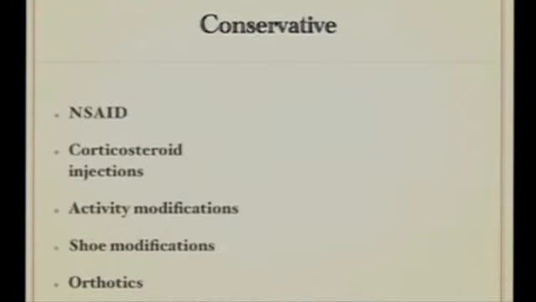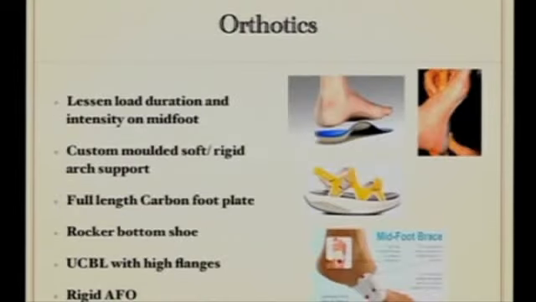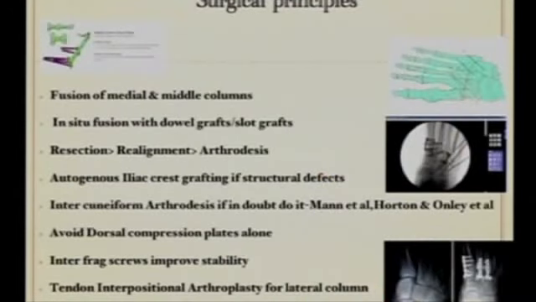In the conservative treatment, you could use NSAIDs, local corticosteroid injections, modify their activities, and shoe and orthotic changes, and it does help. The range of orthotics that you could use could be a custom mold, a carbon fiber plate, or any of the off-the-shelf orthotics. But at some point of time, these things will stop working. So then come the surgical principles.